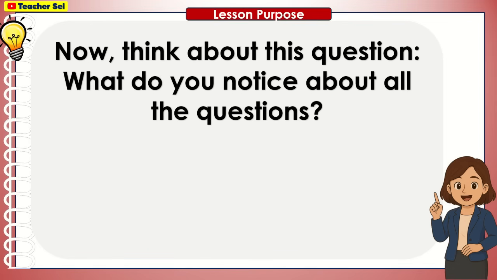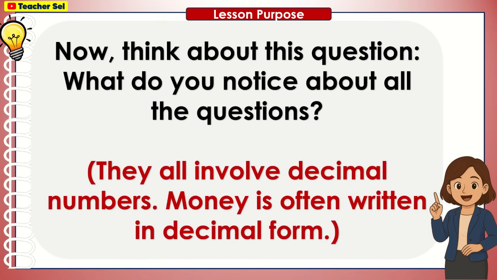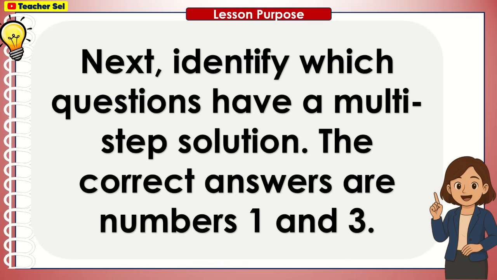Now, think about this question. What do you notice about all the questions? They all involve decimal numbers. Money is often written in decimal form. Next, identify which questions have a multi-step solution. The correct answers are numbers 1 and 3.